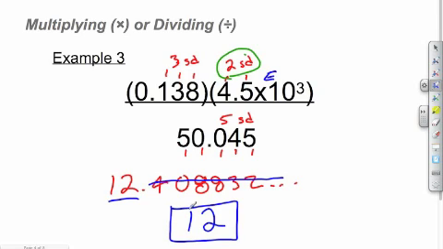So these rules for multiplying and dividing, one of the things I like to teach my students is when you're multiplying and dividing, I want you to think of a chain made of a bunch of links. That chain is only as strong as its weakest link. This calculation is only as precise as the value in the calculation with the fewest number of significant digits. And so that's why we have the rule for multiplying and dividing.